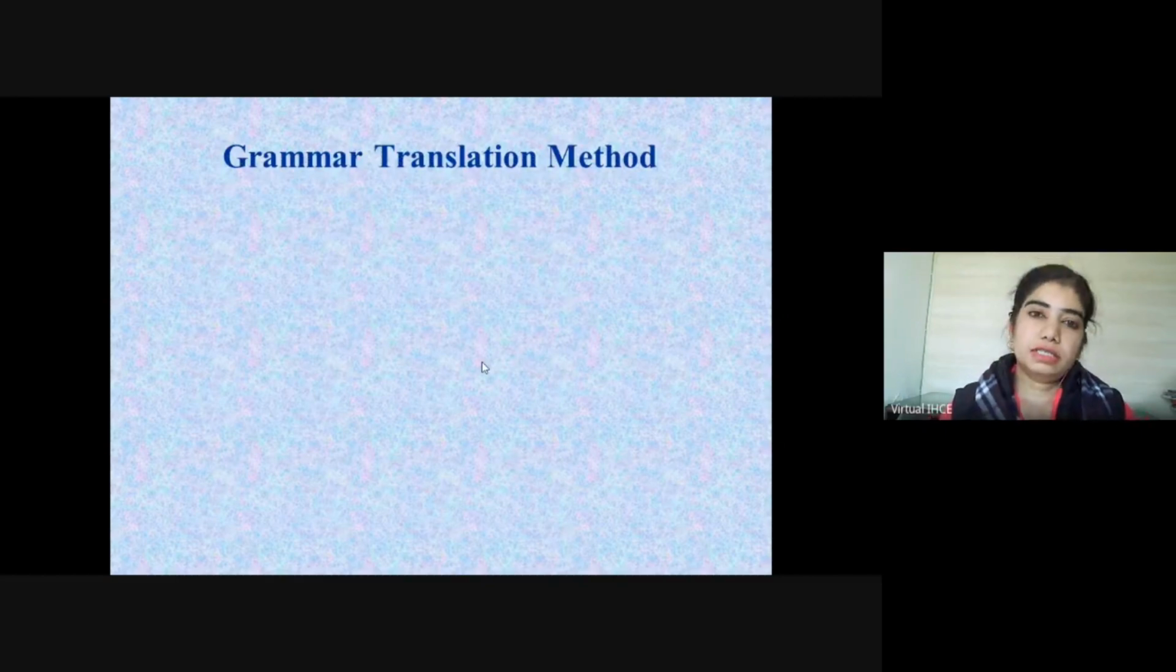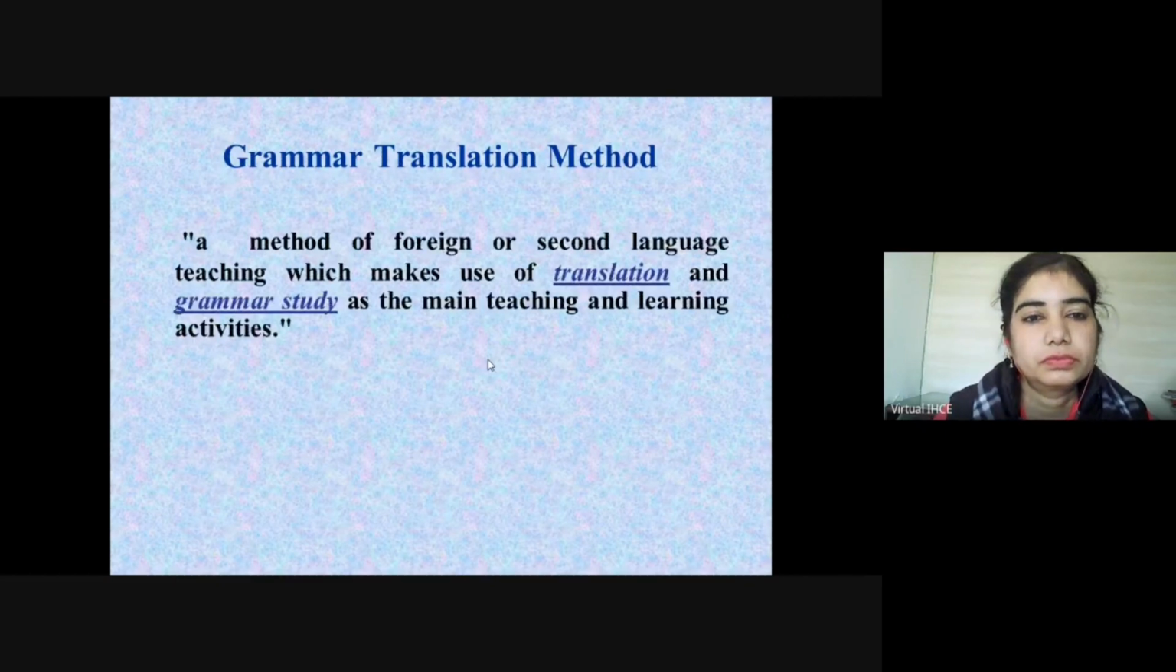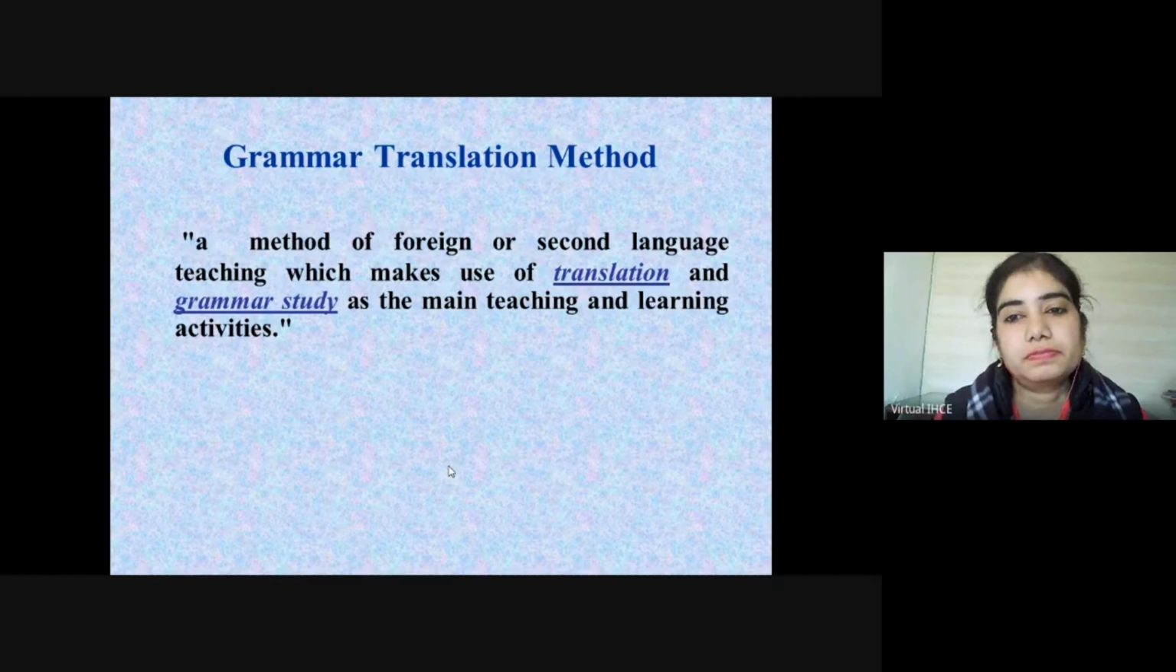Now, what is grammar translation method? A method of foreign or second language teaching which makes use of translation and grammar study as the main teaching and learning activities. So, as I have said before, it is related to translation. A method of foreign or second language, which means that English language is the second language in our country. Second language teaching which makes use of translation, through translation the language is being taught, and grammar study, by studying grammar.